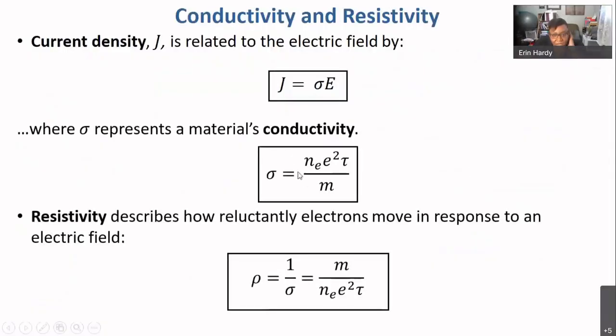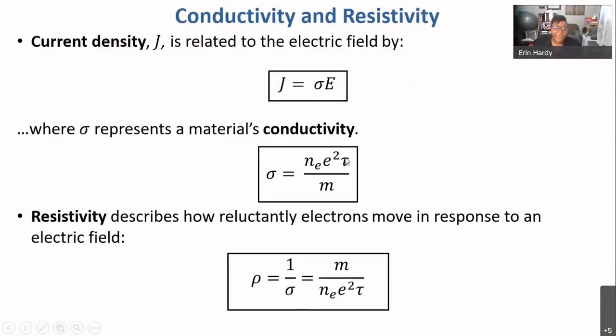So if we can look up an electron density, we have coulomb squared that we can attribute to the e squared here. Tau, the mean time between collisions, is just a time, and then this m is going to be a kilogram. So we're going to end up with some combination of volts, amps, and meters.